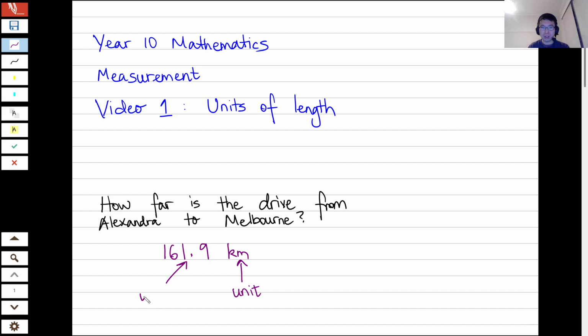In order to answer questions about measurement, we don't just need numbers, we need units. These are standard measurements that everybody agrees on so that we have a common language when we're talking about how long something is. And we're just going to focus on length or distance. So with that in mind, let's get into it.